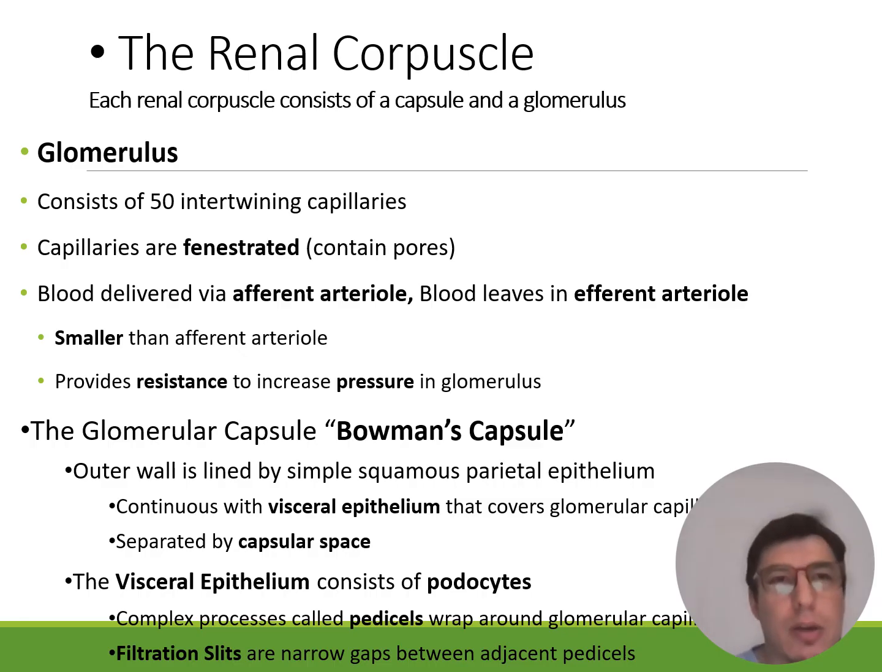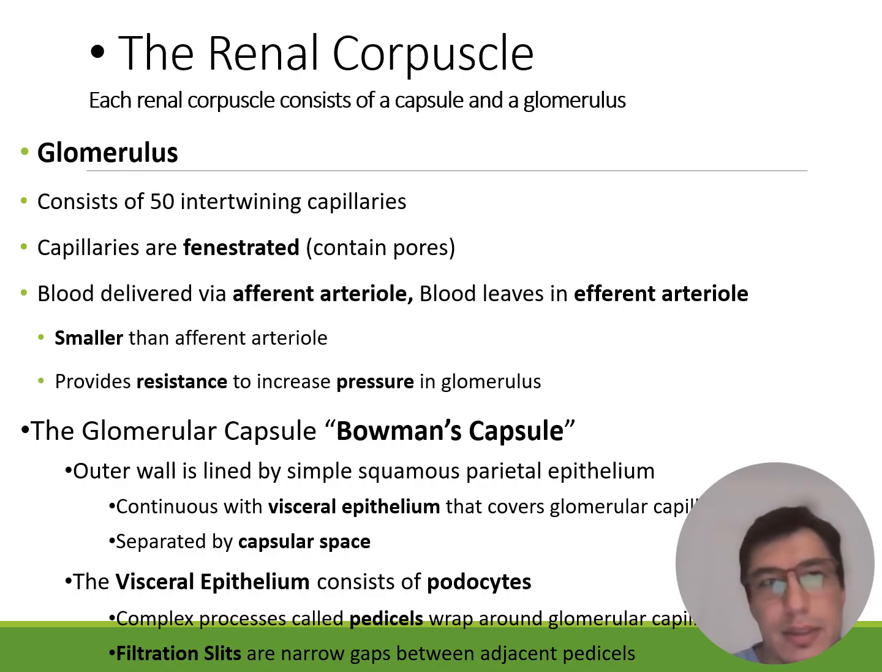Okay, so the renal corpuscle. We have two sections of it. We have the glomerulus, which is the actual capillary, and we have the capsule, which is Bowman's capsule. That is a bilayer that is surrounding those capillaries. So what is happening here? We want to filter out the waste molecules, organic materials that we don't need in your body.